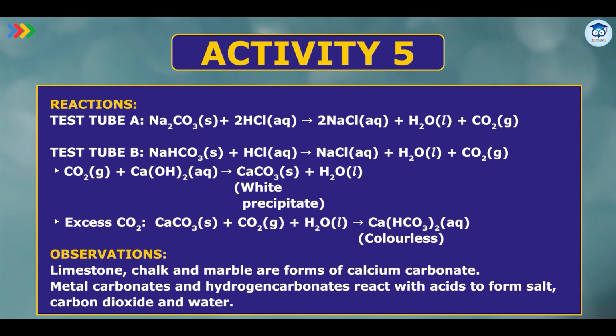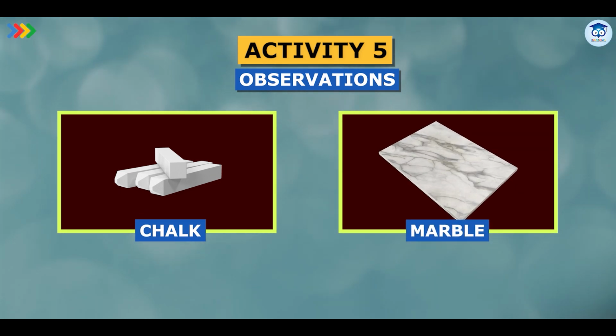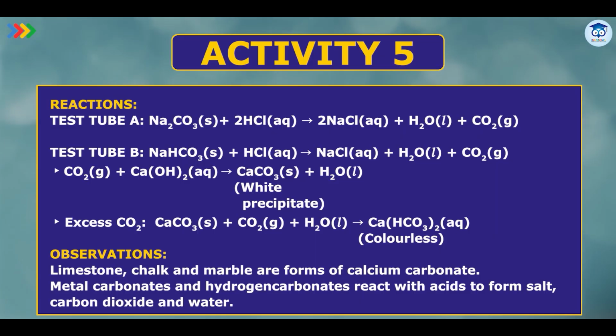Now let's conclude our observations. Limestone, chalk and marble all are forms of calcium carbonate. Metal carbonates and hydrogen carbonates react with acids to give salt, carbon dioxide and water.